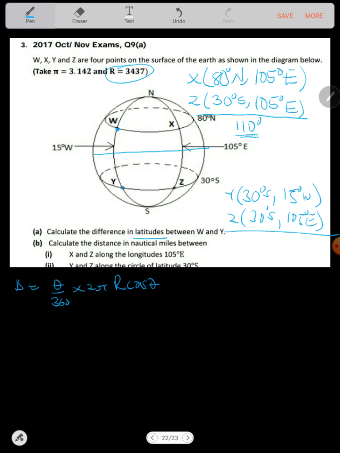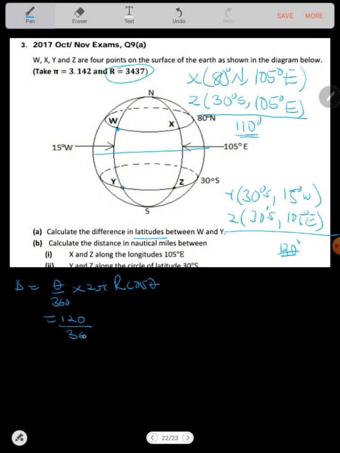Now look at these, they are in different hemispheres as well. This is west, this is east. So we're going to add as long as they are different. So this will give us 120 degrees. That is the difference, and that's what we are going to use here now.